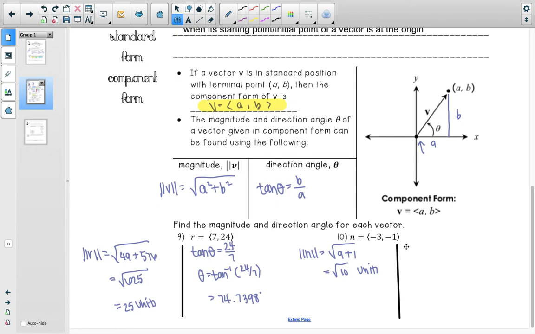And then we're going to find the directional angle. So we'll do tangent of theta equals -1 over -3. Well, negative divided by negative is a positive, so we don't need that. And so we do inverse tangent of 1/3. Inverse tangent of 1/3 to 4 decimal places, and you get 18.4349 degrees. All right, so not too bad.